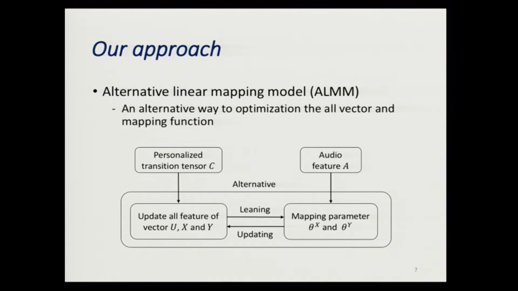Our method has two steps. First, we can obtain the user's previous song and next song vectors from a pairwise factorization model. The second step is, when we obtain the previous and next song factors, we learn the two mapping parameters, theta x and theta y, from audio. At the same time, we use the learned mapping parameters, theta x and theta y, and the audio feature to update the previous and next song vectors. So we repeat this process until it converges. So the alternating way allows the content feature to be better explored in the process of learning all the features.